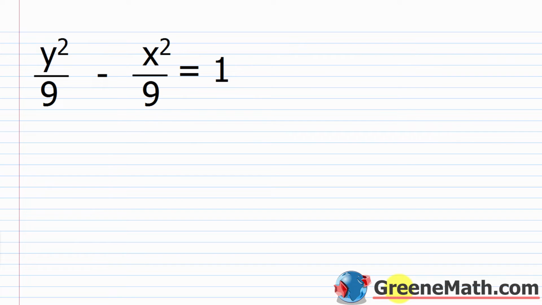So let's take a look at the first example. We have y squared over 9 minus x squared over 9 equals 1.